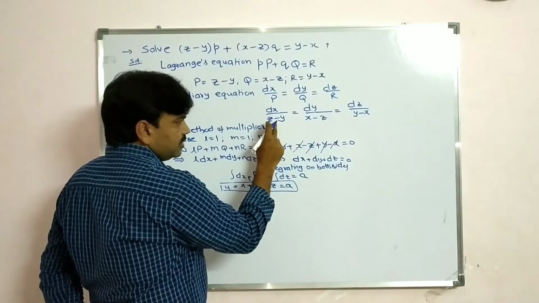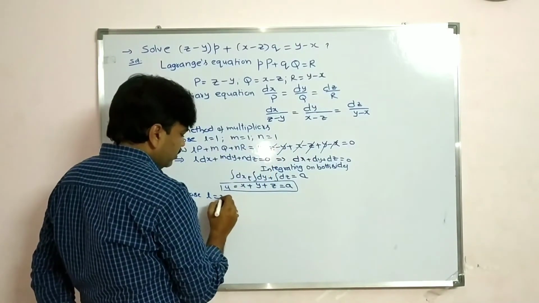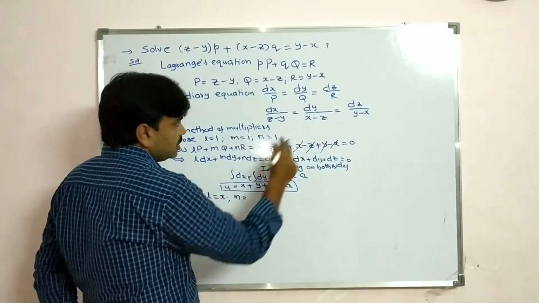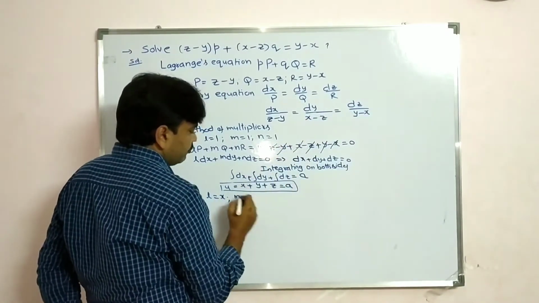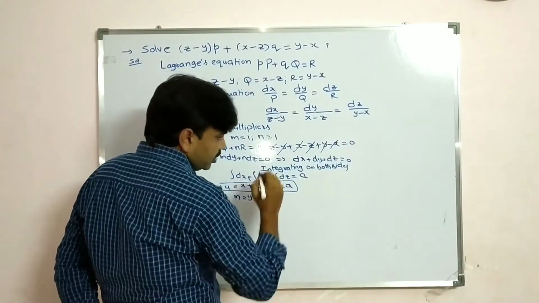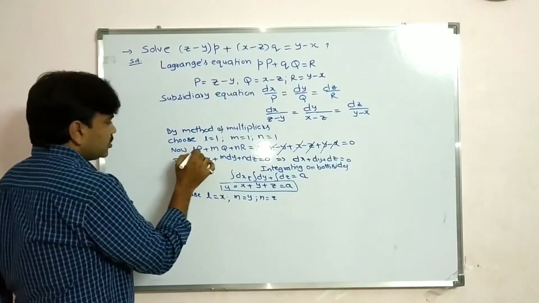What is the missing term here? X. So I want to take the L value as x, students. Come on, the M value now. You guess, it is y. And the N value, students, the N value is z. Take the condition, students.